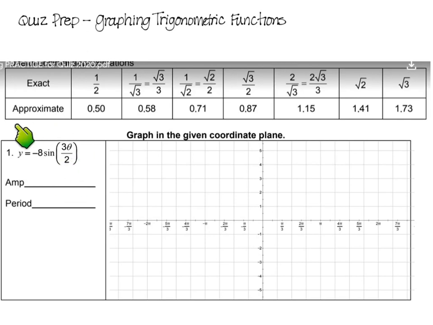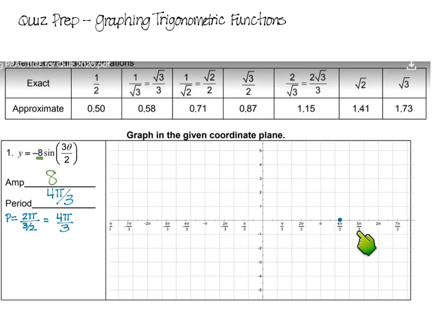So we want to graph this function right here. We find that its amplitude is 8. It says -8 here, but remember that 8 is the amplitude. Negative tells us the direction, that it's been reflected over the x-axis. For the period, we take the period of the parent function, regular sine, 2 pi, and divide it by the frequency, which is 3/2. So we have 2 pi divided by 3/2, which gives us 4/3, which is our period.